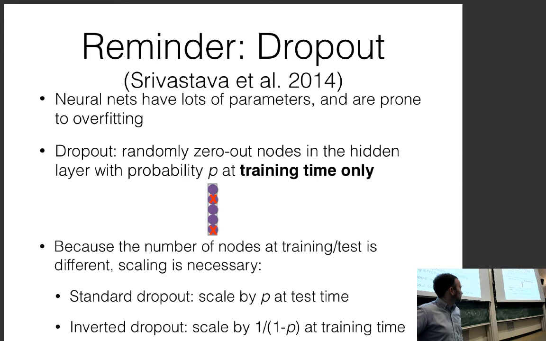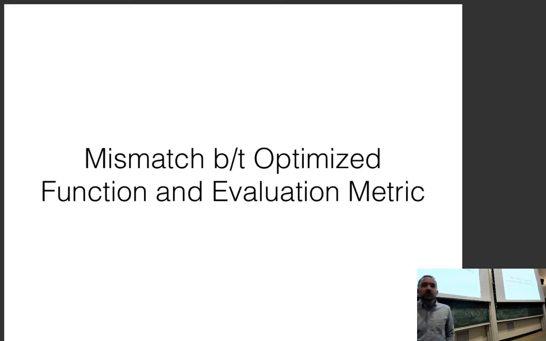Basically it drops out nodes and helps prevent overfitting. It's one of the uniformly effective methods in neural networks that works almost all of the time. So this is something that you should be using in most of your models if you want them to work well.